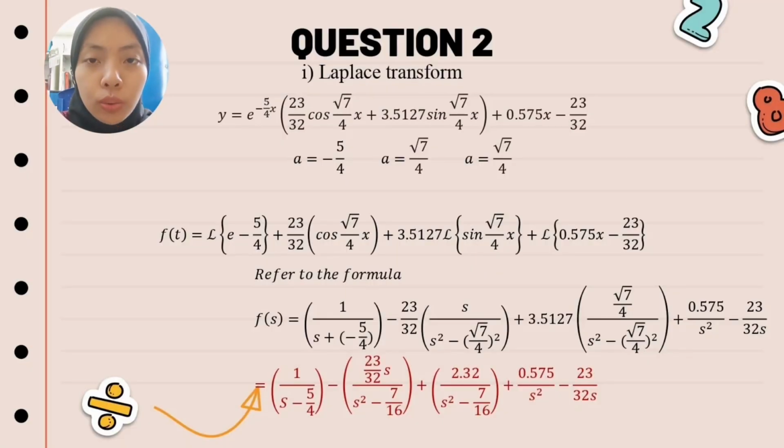In question 2 part 2, Laplace transform, we are required to find the Laplace transform of the given function. The function involves an exponent term multiplied by both sine and cosine functions, as well as a linear expression. By applying the Laplace transform rule for the exponent, sine, and cosine terms, we break the function into parts and use standard formulas to obtain the complete Laplace transform in the s domain.